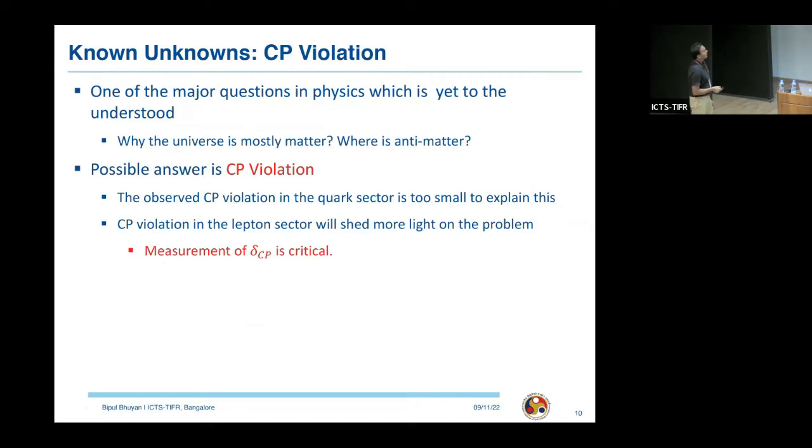So of course, again, I think this is a big question that we're trying to understand: why is the universe mostly matter, not antimatter? And of course, one of the possible answers is CP violation. We have seen CP violation in the quark sector, that all of us know. But that is not sufficient to explain all the matter dominance in the universe. So you need to look for CP violation elsewhere, and that is where the CP violation measurement in the lepton sector is going to play a very important role. Therefore, measurement of delta CP is critical at this time.